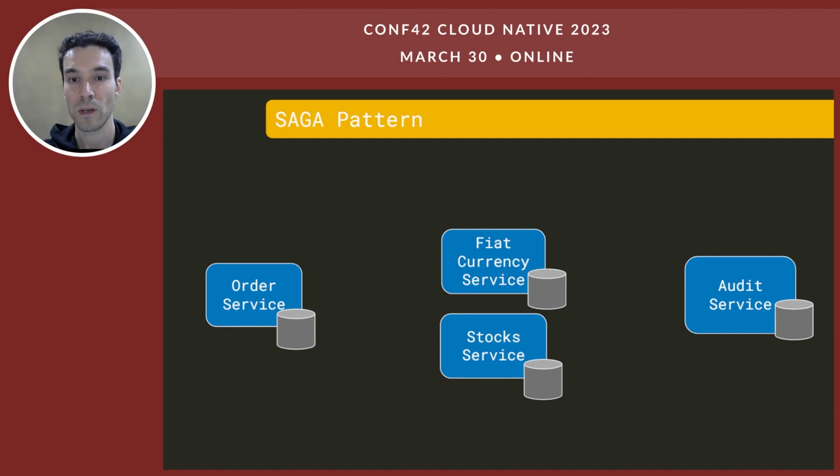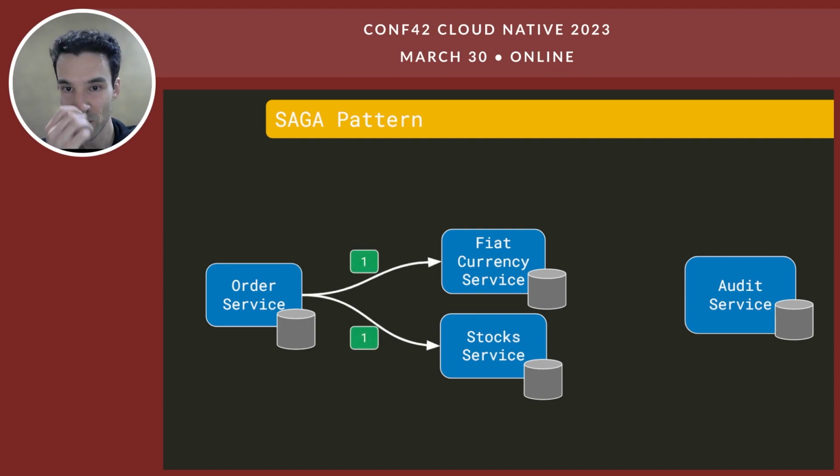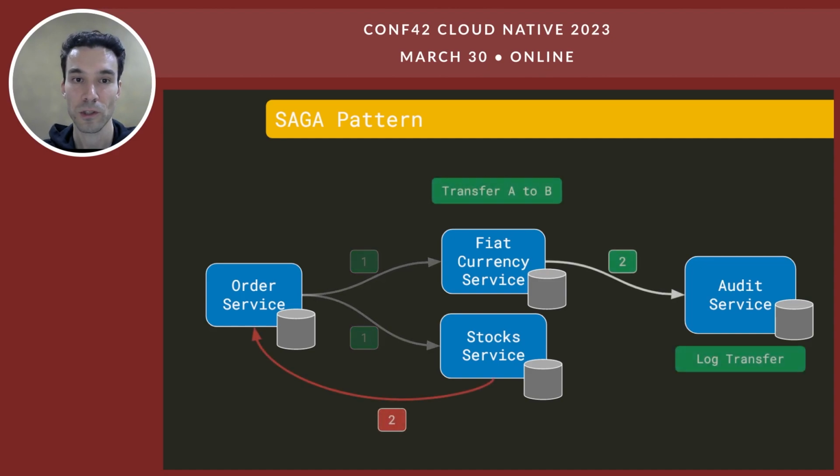Let's review an example. Now our services are performing actions within a Saga pattern. So first order service pings currency and stocks services to make transactions for both accounts. Currency service passes all business logic checks and creates a transfer record. Then it sends a message over to order service to log this transaction. But the stock service had an issue and rejected the transfer request.